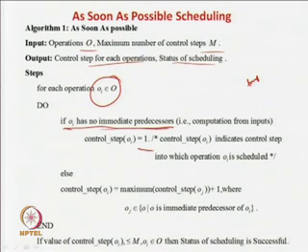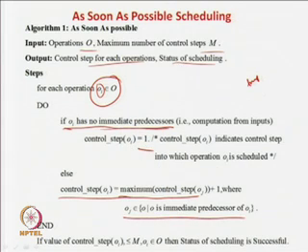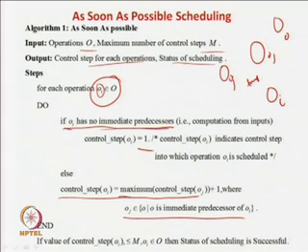Otherwise, the operation has a predecessor, so you have to first schedule its predecessor, and only then can you schedule the operation. So for an Oi which has a predecessor, the control step of Oi is equal to the maximum of the control step of Oj plus 1, where Oj is an immediate predecessor of Oi. There may be many predecessors Oj, different predecessors, where Oj belongs to the immediate predecessors of Oi. So what you have to do is find out which is the maximum one.